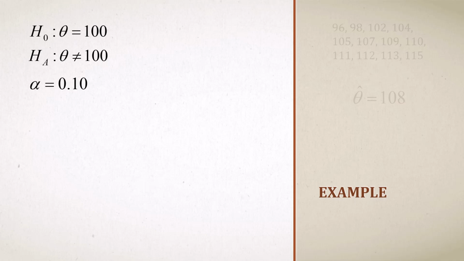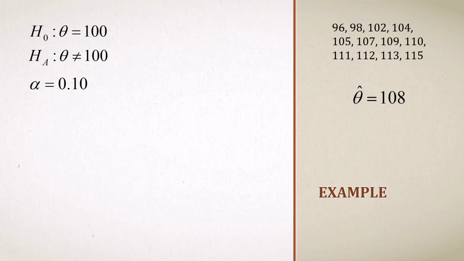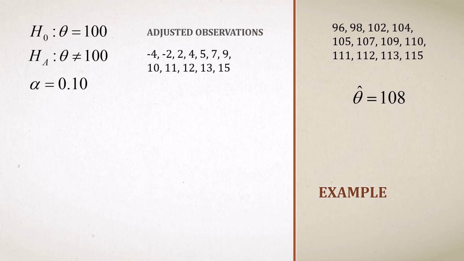Here are our 12 values. I have kept them as an ordered list, as we saw before, from 96 to 115, and we already calculated the sample median to be 108. Here are the adjusted observations. That is, I have taken the null hypothesized value of 100 and subtracted that from each of these observations. This yields 10 positive scores.